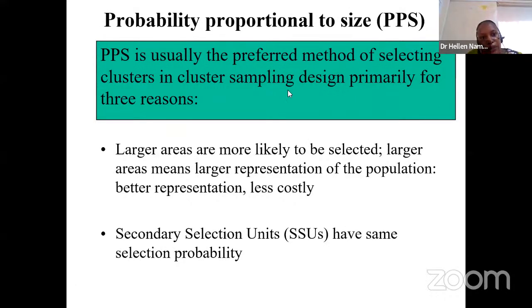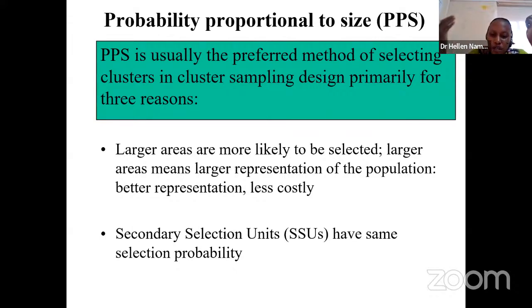Okay, so now with the probability proportional to size, as we continue, most of the time it's a preferred method of selection, especially when you're selecting clusters. Basically, of course, there are many reasons, but mostly large areas are more likely to be selected. And so it implies that large areas mean a large representation of the population.